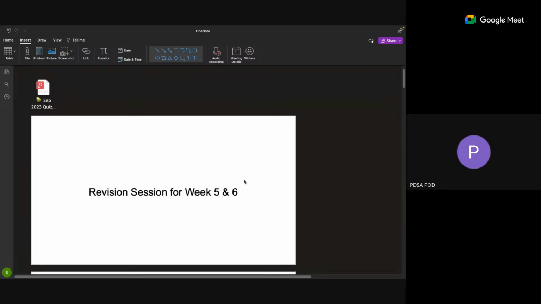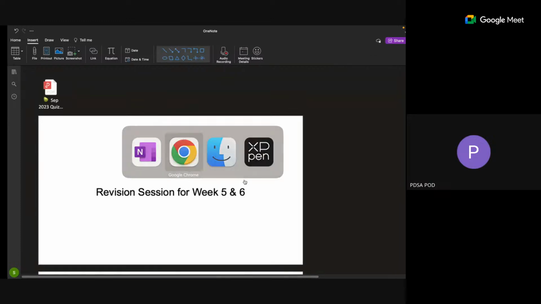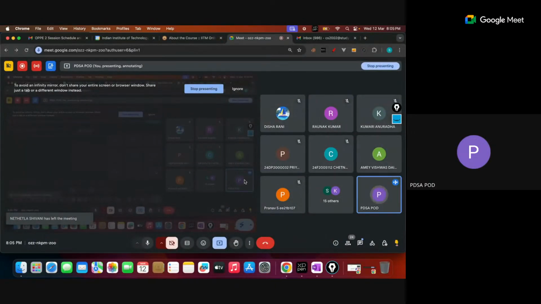During this revision session, we'll try to solve some of the previous standard questions. I will discuss those questions along with your mock. Mock quiz 2 is already released, and I'll discuss those questions also, the ones that belong to week 5 and 6. While solving, we'll discuss the concept, the approach of solving, and the concept behind it. So that's the way I planned today.